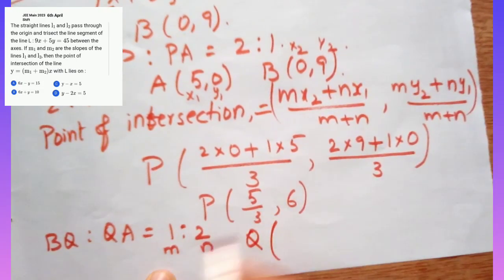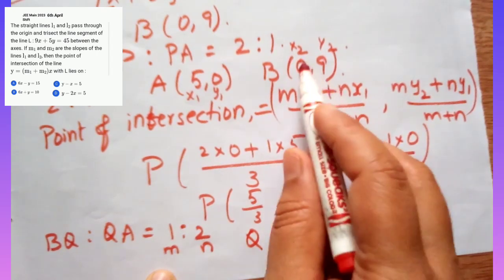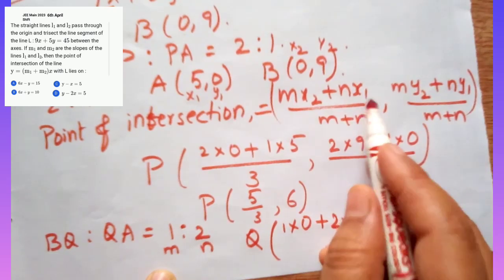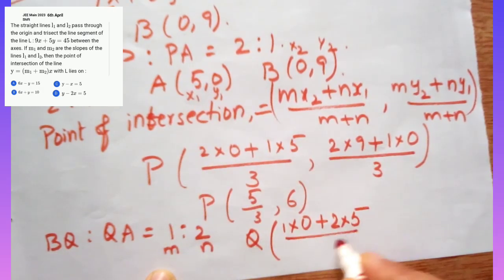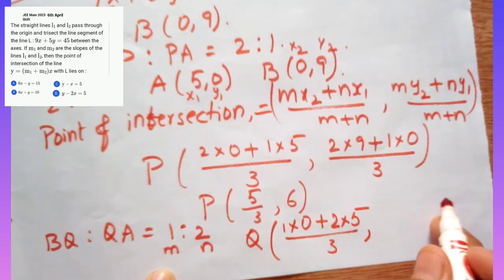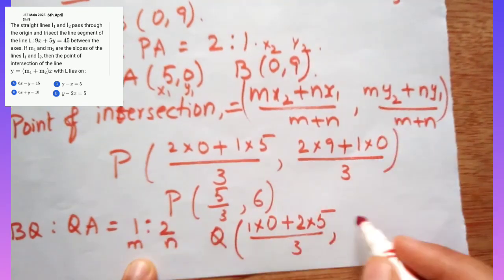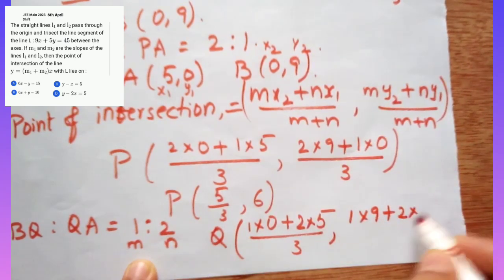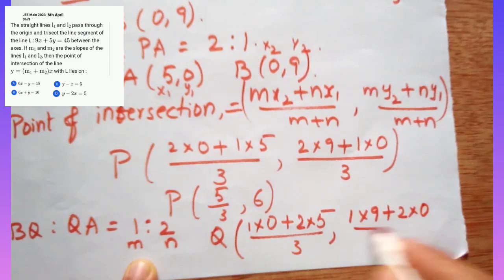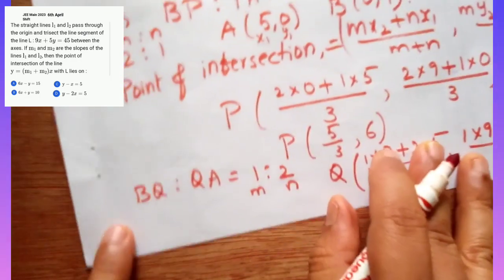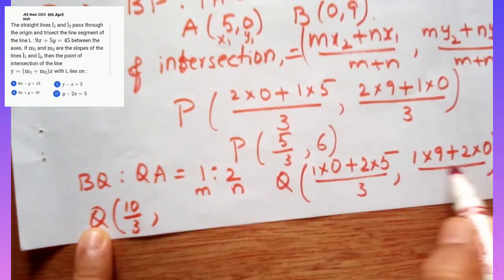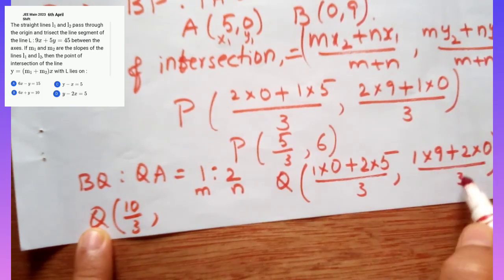So M is 1 times x2, which is 0, plus N is 2 times x1, which is 5. That is 10 by 3, comma, M is 1 times y2, which is 9, plus N is 2 times y1, which is 0, all over 3. So now the Q point is 10 by 3, comma, 9 plus 0, 9 by 3 is 3.